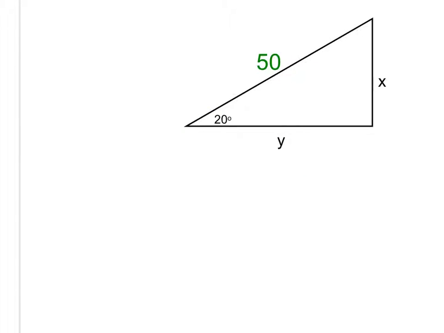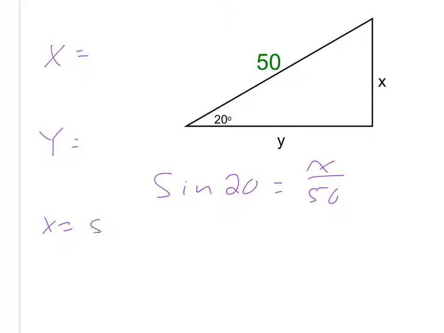If I want to find x and y, in this case right here, I know that the sine of 20, because that's opposite my 20, sine of 20 is equal to x opposite over my hypotenuse, which is 50. I'm going to multiply both sides by 50, so I know now that x is equal to 50 times sine 20. I'll do sine 20 first this time.